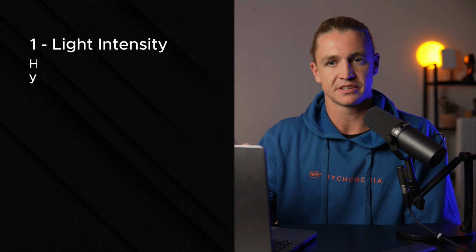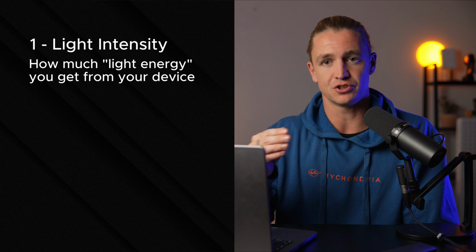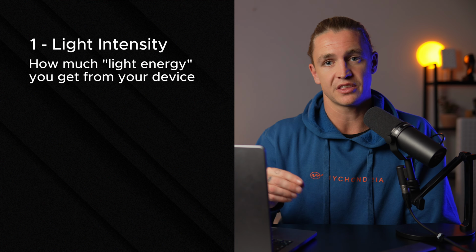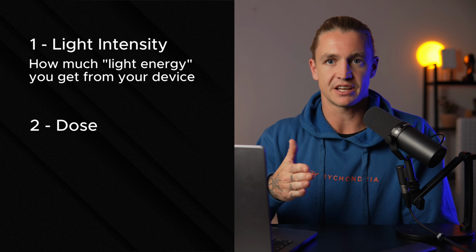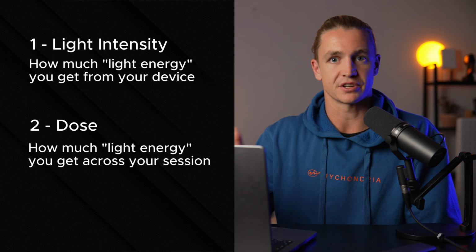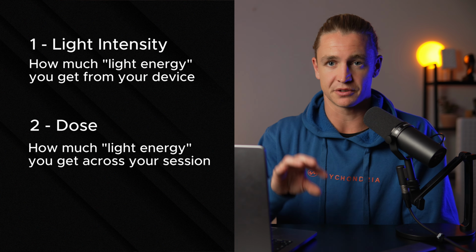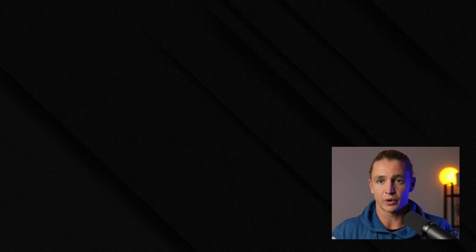So I'm going to explain this first without the units of measurement, and there's two things that we're going to be looking at. The one is the light intensity. This is simply a measurement of how much light energy you're getting from your device. And then the second thing is the dose. Now the dose is essentially how much light energy you get across the entire session, and this is what differs from benefit to benefit.